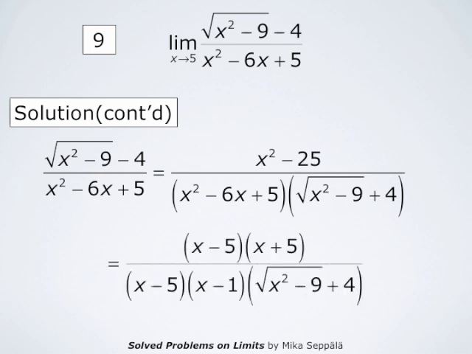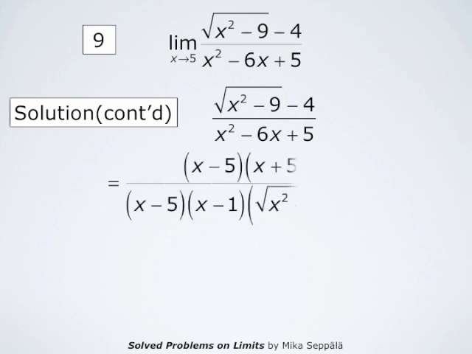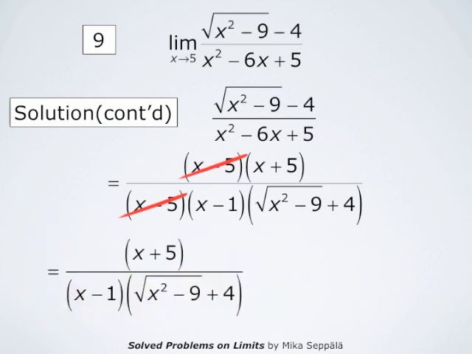It is (x minus 5) times (x plus 5). So we have observed that the original expression for which we have to compute the limit is really (x minus 5) times (x plus 5) divided by (x minus 5) times (x minus 1) times (square root of x squared minus 9 plus 4). But x minus 5 cancels out. So we are left with (x plus 5) divided by (x minus 1) times (square root of x squared minus 9 plus 4). And here we may perform direct substitution.